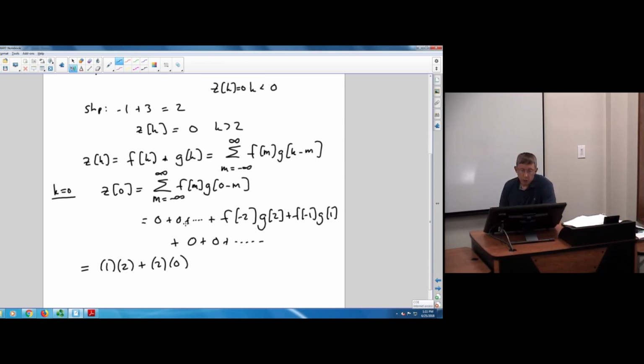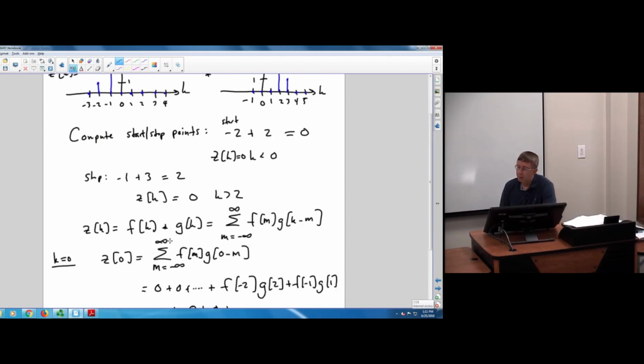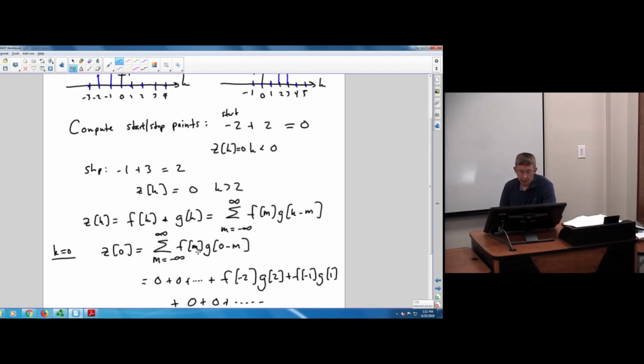So each one of these things I have written down is for a different value of m. So this right here is when m is minus 3, minus 4, minus 5, minus 6, which is why I was getting 0, 0, 0. Okay. Eventually I got to here and m was minus 2, which is why I have minus 2 here and positive 2 here. This next term is the m equals minus 1 term. So let me just write that here.